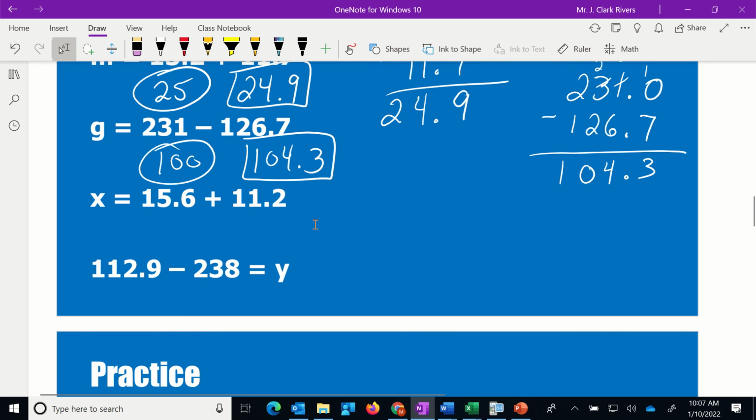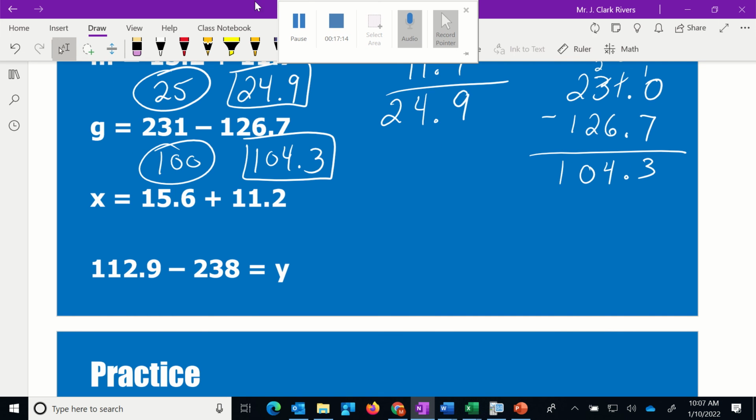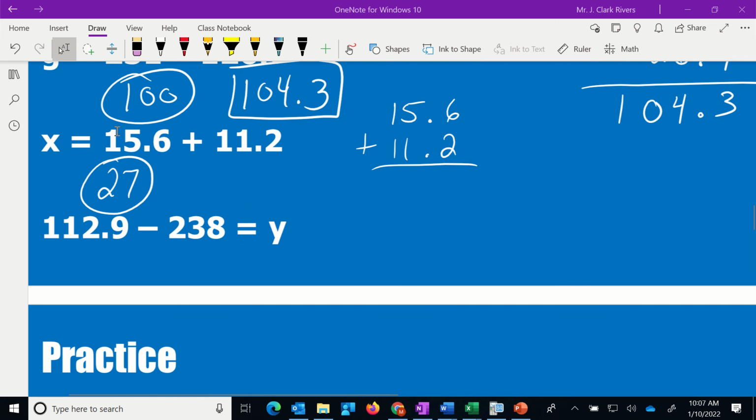Try this next one on your own. 15.6 plus 11.2. Okay, so for my estimate, 15.6, I made that 16, plus 11.2, I made that 11. So 16 plus 11, 27. Remember, you should be able to estimate mentally.